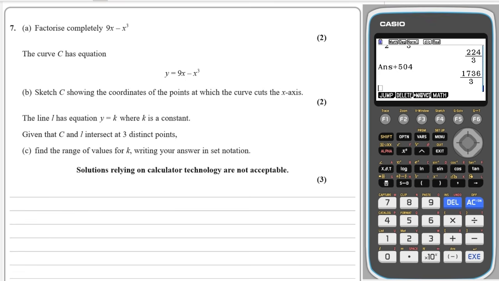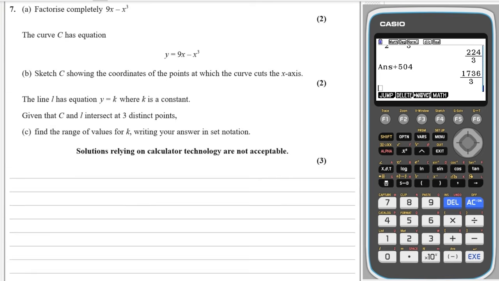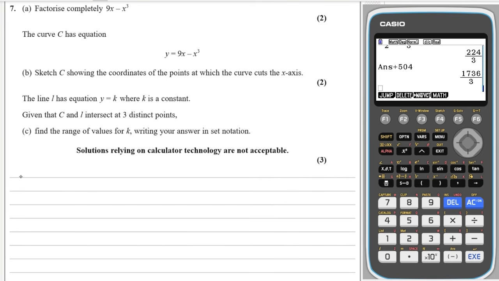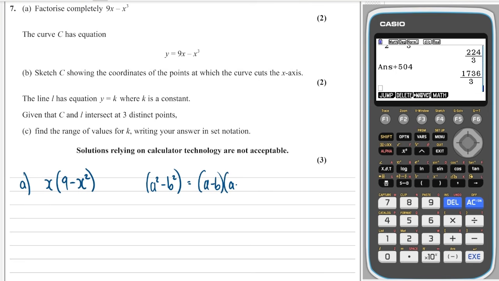Okay, next question, we're asked to factorise this completely. Well, the first thing we could do is take out an x. So we can write x(9 minus x squared). And then we can recognise that this bracket here is the difference of two squares. And when we have a squared minus b squared, it's the same as a minus b times a plus b. So here we will have x, open brackets, 3 minus x multiplied by 3 plus x.